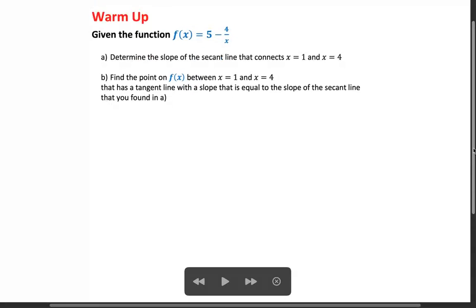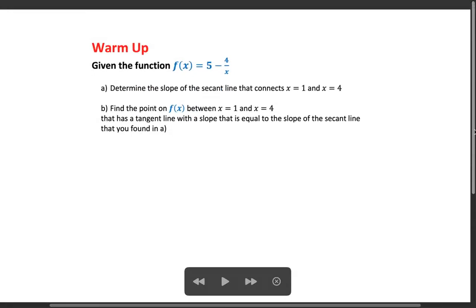That was this. And if you haven't done it yet, maybe you can pause the video and give it a try, and that way it'll mean a little bit more once we take it up. We're going to start with a function f of x equals 5 minus 4 over x, and we're going to do two things. We're going to determine the slope of the secant line that connects points x equals 1 and x equals 4. And then we're going to see if we can find the point between x equals 1 and x equals 4 that has a tangent line with the same slope.